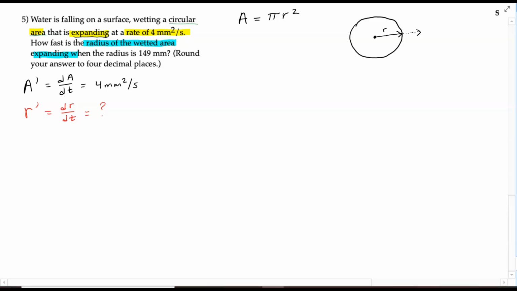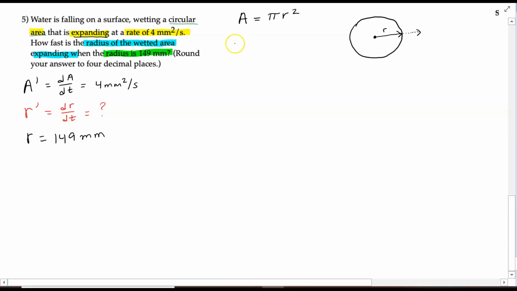And then they say when the radius is 149 millimeters. So they gave me some information about the radius. It's 149 millimeters. Now all I have to do is take a derivative, right? I take the derivative, and then I solve for my r prime.